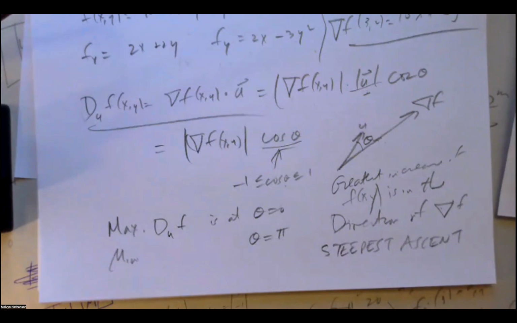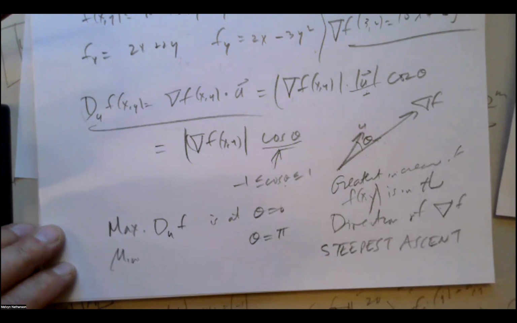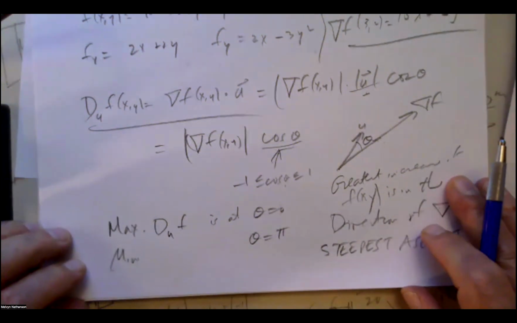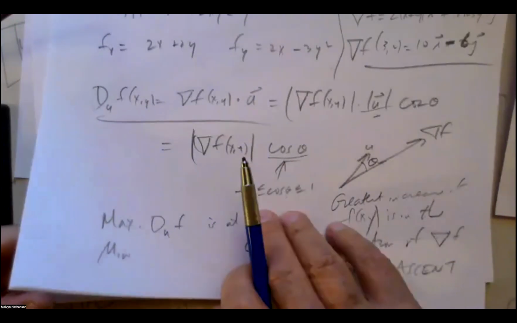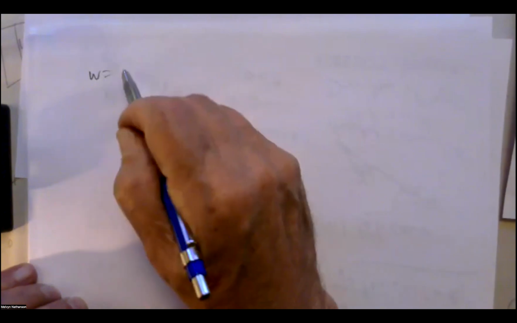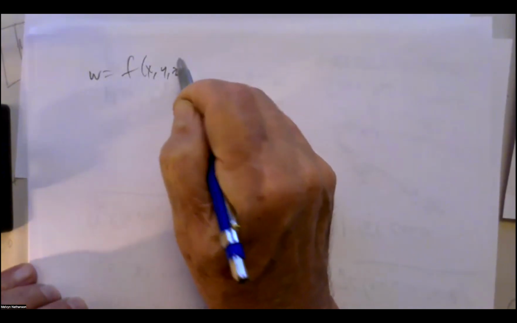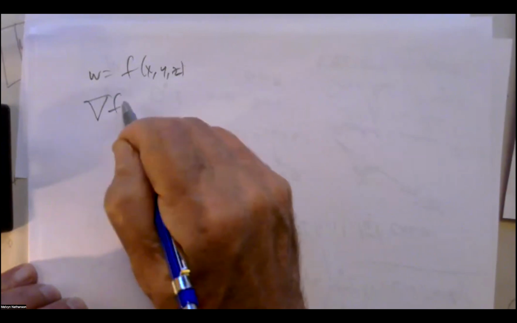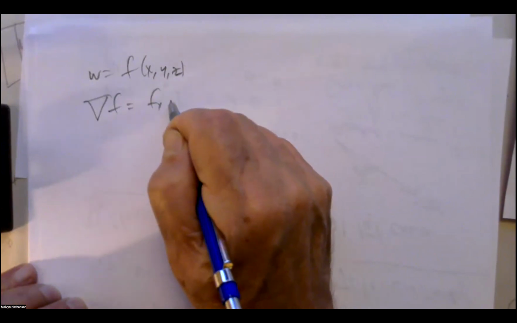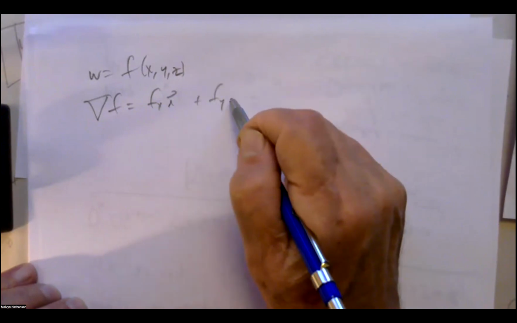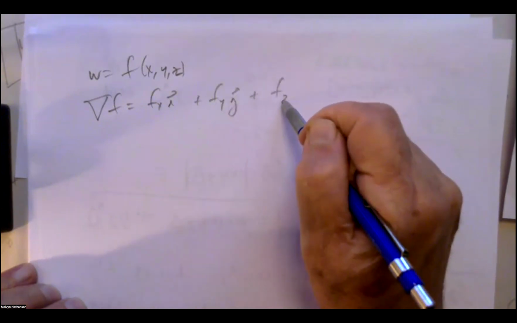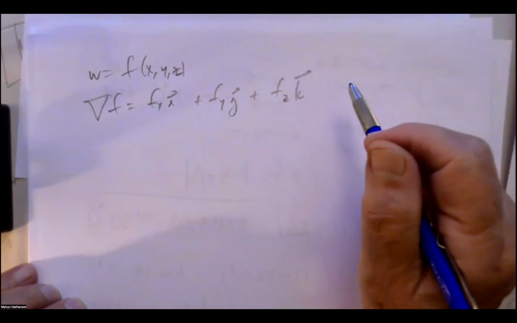And I should observe that this carries over to functions of 3 variables. Indeed, for functions of any number of variables. So if we have some function w of 3 variables, x, y, and z, the gradient of f is the partial of f with respect to x i plus the partial of f with respect to y j plus the partial of f with respect to z k.